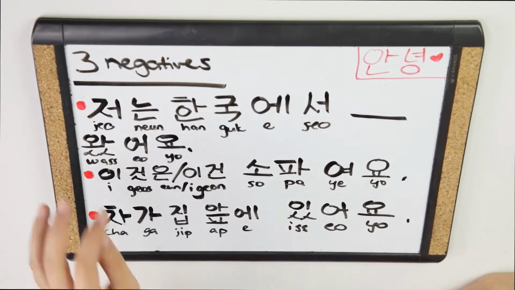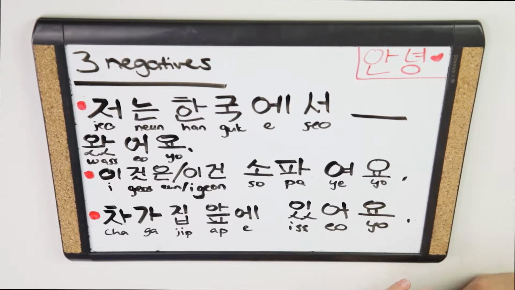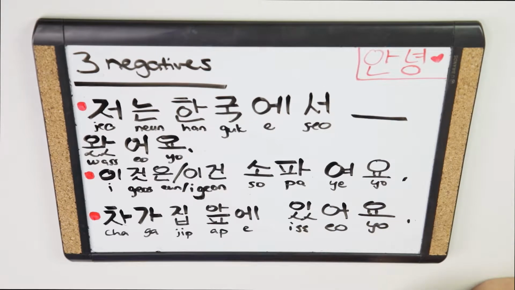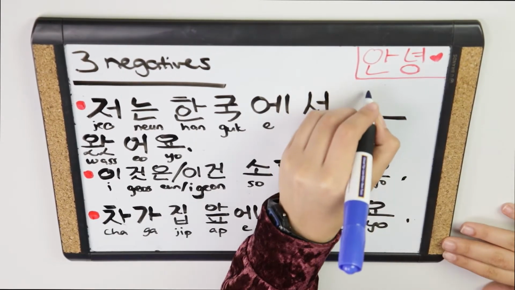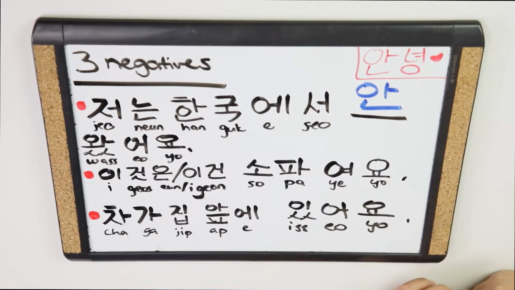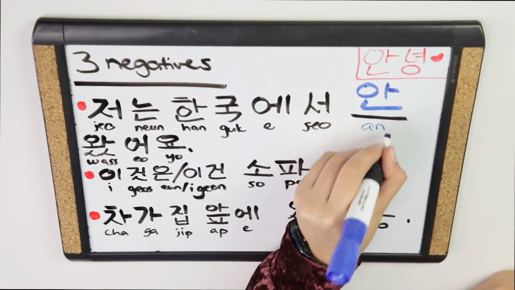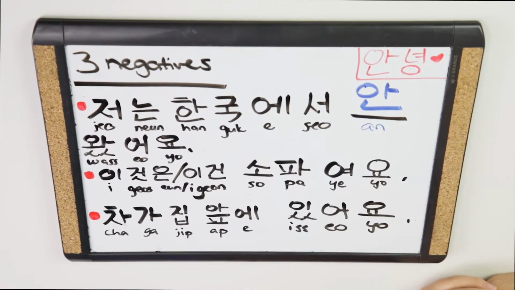So our first one is 저는 한국에서 왔어요. In our previous lesson, we learned that 저는 한국에서 왔어요 means I come from Korea. I came from Korea. 왔어요 meaning came. Since that is our verb, we will put 안 right before it, right in this section. So 저는 한국에서 안 왔어요, meaning I don't come from Korea. Just adding the 안 right here makes it into a negative statement.